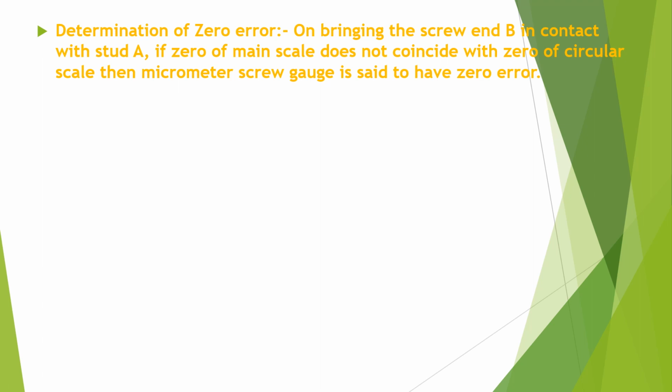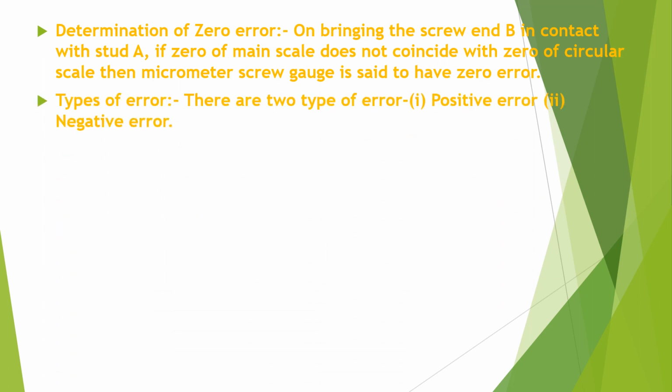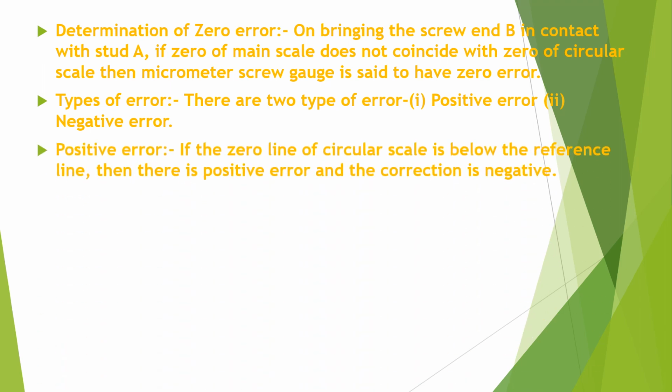Determination of zero error. How to check whether this screw gauge has any error? On bringing the two ends, that is the screw end B in contact with the stud A, if the zero of the main scale does not coincide with the zero of the circular scale, then the micrometer screw gauge is said to have a zero error. There are two types of errors, positive error and negative error. Positive error: if the zero of the circular scale is below the reference line, then there is positive error and its correction will be negative.